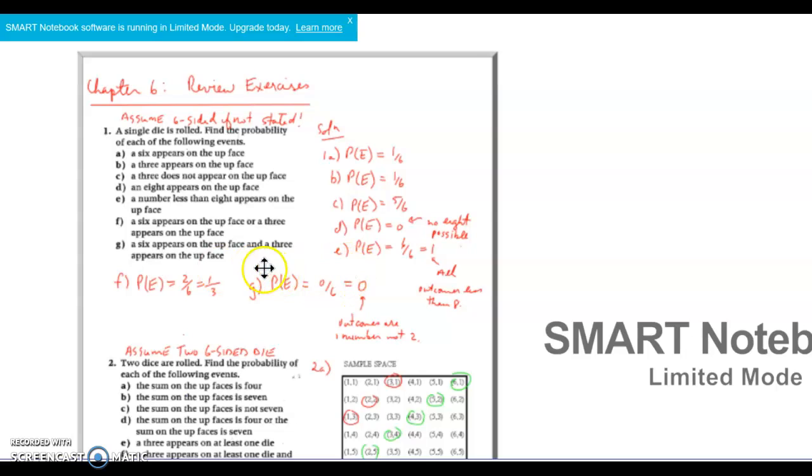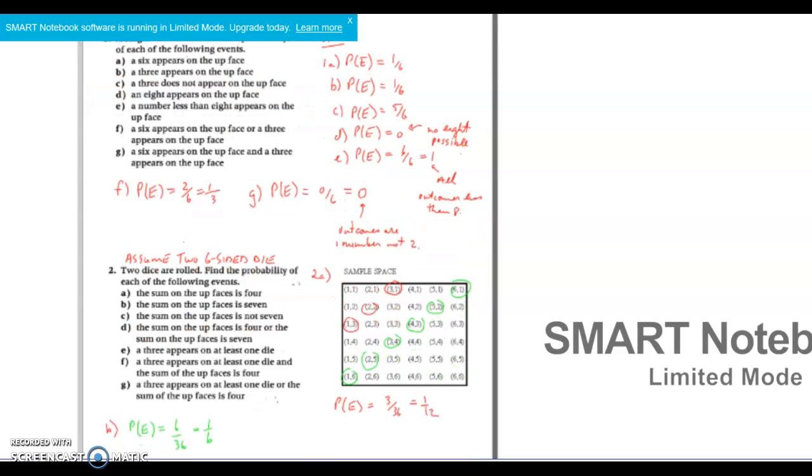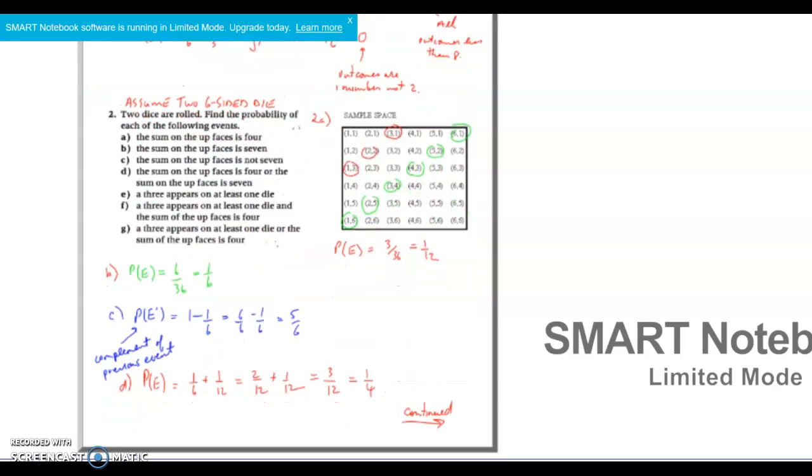The answer is 0 because you can't have that happen, which is totally fine. You look at all these: how many times does it happen over 6? For example, D and G can't happen, so the answer is 0 out of 6, which is totally fine. But if you have a question like that, make sure if the answer is 0, you write 0, because 0 is acceptable.